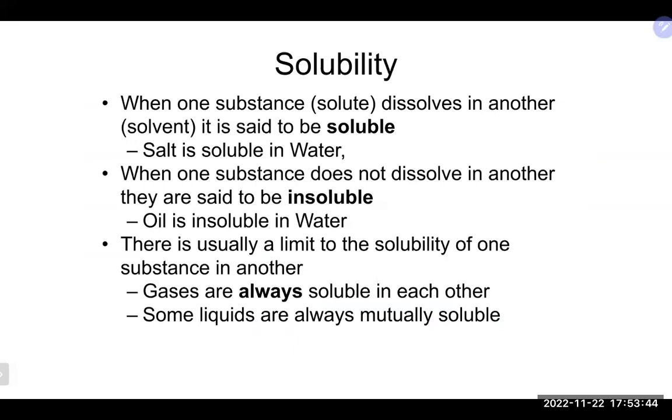Now, when one substance is soluble in another, and usually that's how we make a solution, we take the solute and we dissolve it in the solvent. It is said to be soluble. So any type of ionic compound will be soluble in water because it's able to interact well. When another substance does not dissolve in another, that is said to be insoluble. So oil is insoluble in water.